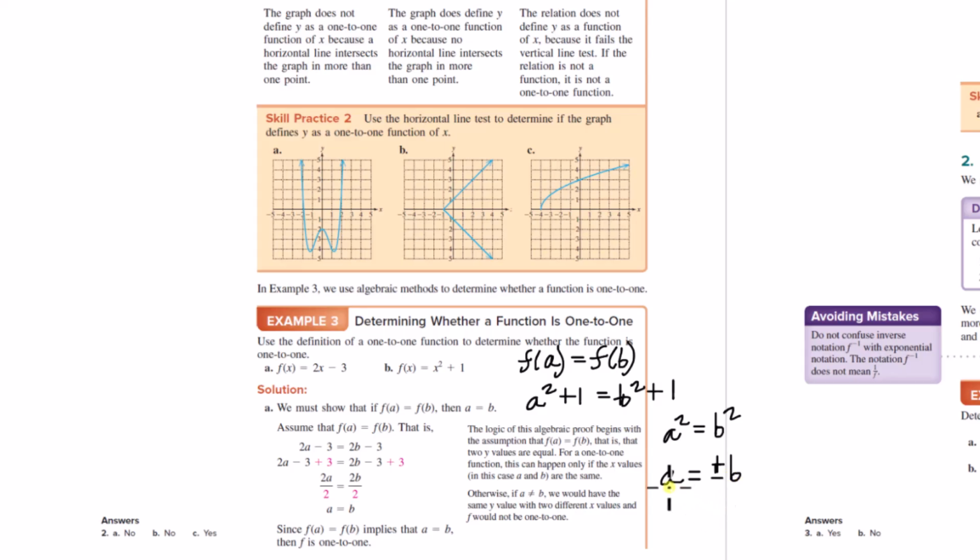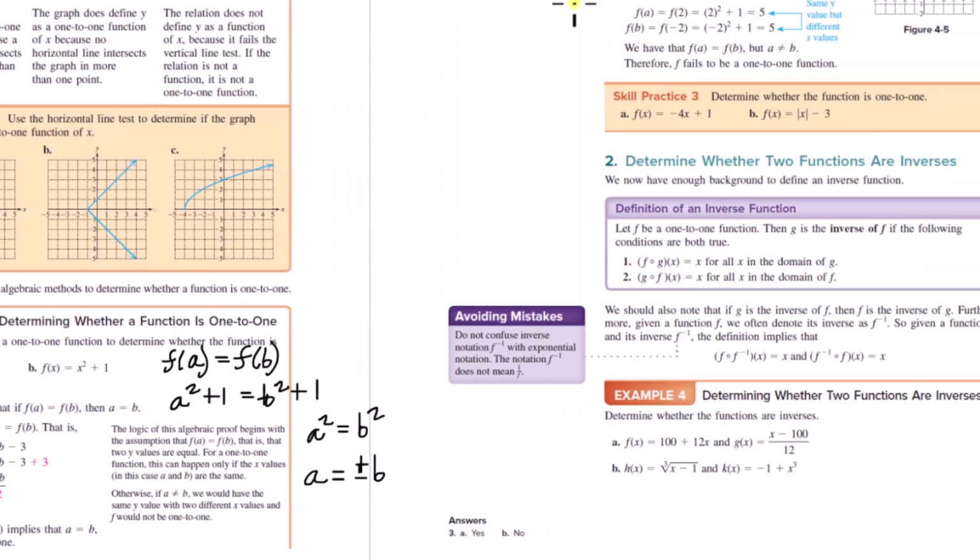So they could be equal, but they might not be. You could plug in a and minus b, and f of a is equal to f of b. So you could have separate inputs mapping to the same output. I could plug in positive a and negative b, and f of a is going to be equal to f of b. So this is not one-to-one.